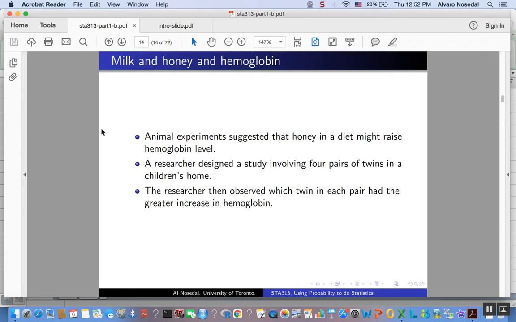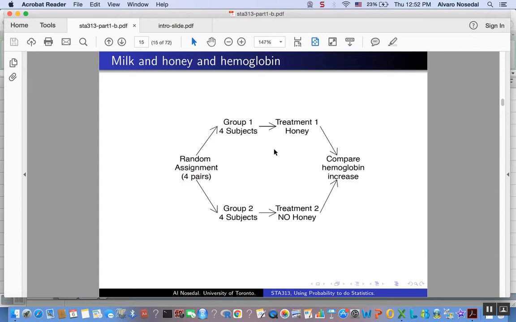We had 4 pairs of twins. One twin from each pair was assigned to the treatment group, meaning those 4 twins included honey in their diet, and then we had the control group. One twin from each pair was assigned to what we could call the control group, no honey in their diet, and then the increases in hemoglobin levels were compared. Remember?